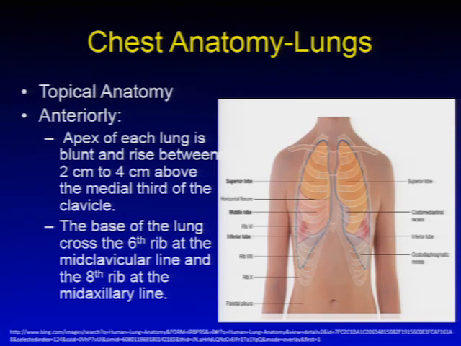Next, we will move on to the chest anatomy, in particular the topical anatomy of the chest. We will begin by discussing the topical anatomy of the lungs. Anteriorly, the apex of each lung is blunt and rises between 2 centimeters to 4 centimeters above the medial third of the clavicle. The base of the lung crosses the 6th rib at the mid-clavicular line and the 8th rib at the mid-axillary line.